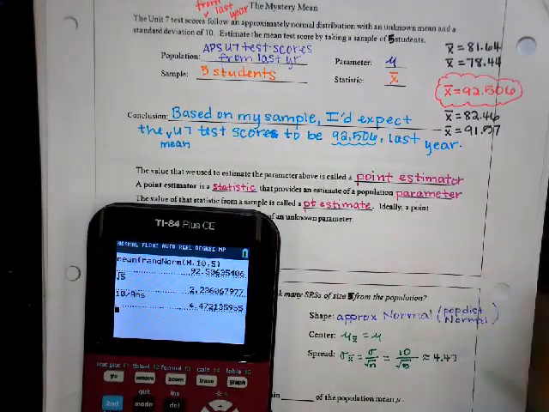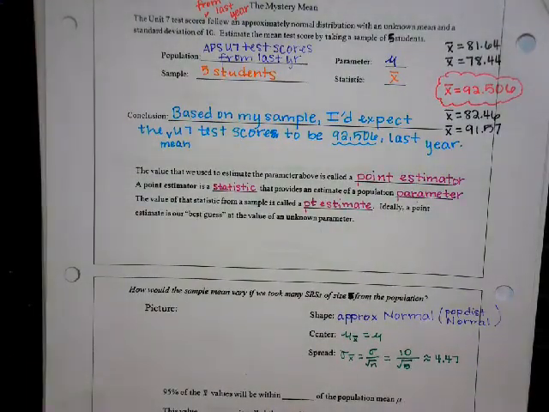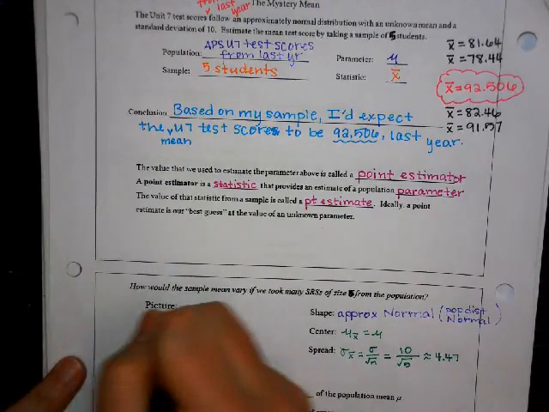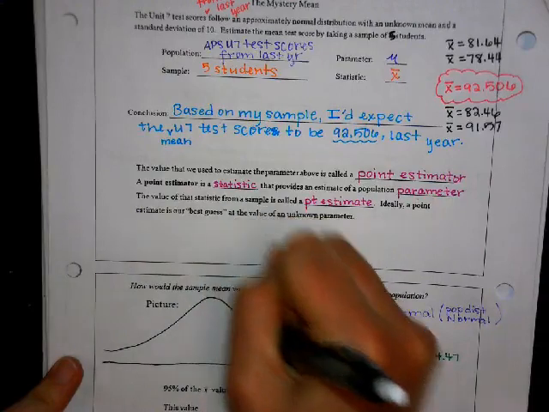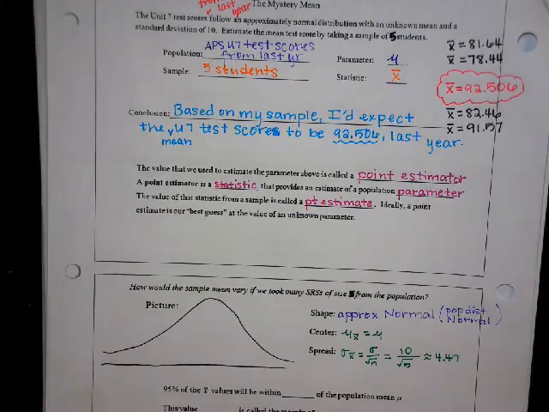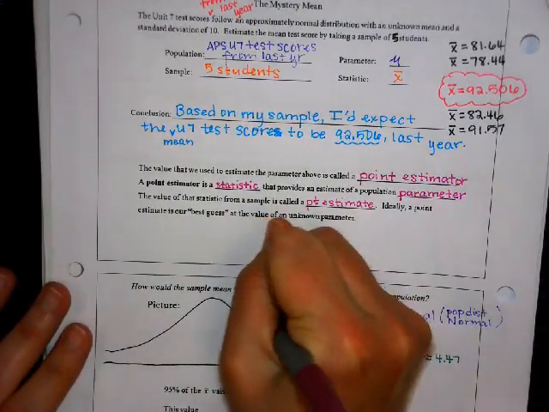And now we can make a beautiful picture. We're going to draw our normal curve. So it's normal with a mean of mu and a standard deviation of 4.47.